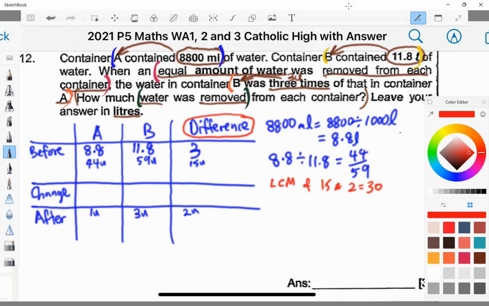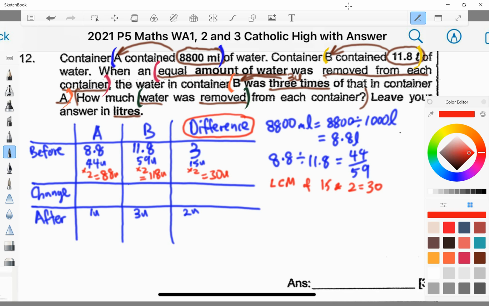And how can I do that? I will times 2 to everything above. So I'll get 88 units for my A, I will get 118 units for my B, and I'll get 30 units for my difference, because 118 units minus 88 units gets me 30 units.